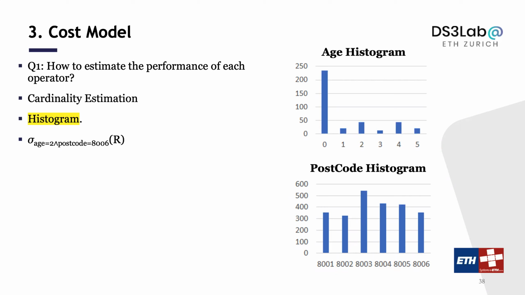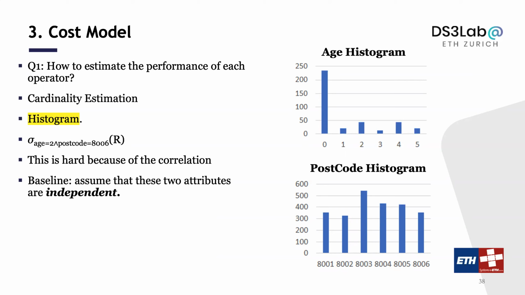But this doesn't give me a good estimation because there could be correlation between age and the postcode. For example, maybe all the young people happen to be in some postcode. Then I don't really know how to combine these two histograms into my estimation. That's actually the hard part.